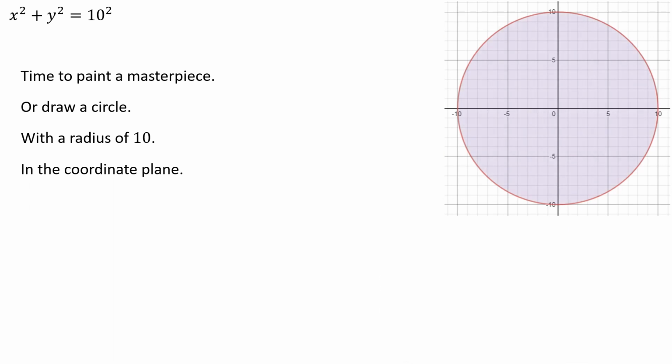Okay, so there is a circle with a radius 10 centered at the origin. Notice from left to right on the x-axis, it'll go between negative 10 and positive 10. Notice up and down on the y-axis, it also goes between negative 10 and positive 10, right? Because the radius is 10.